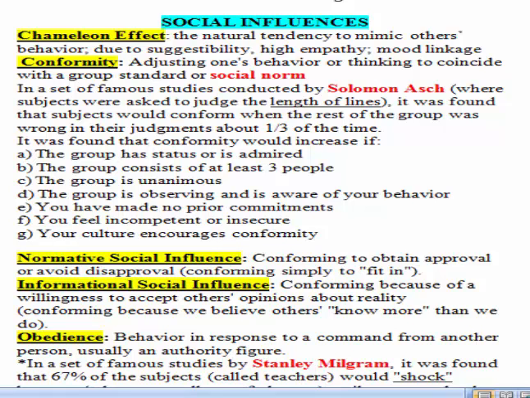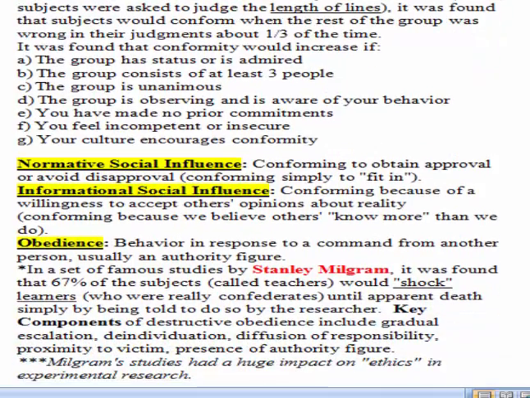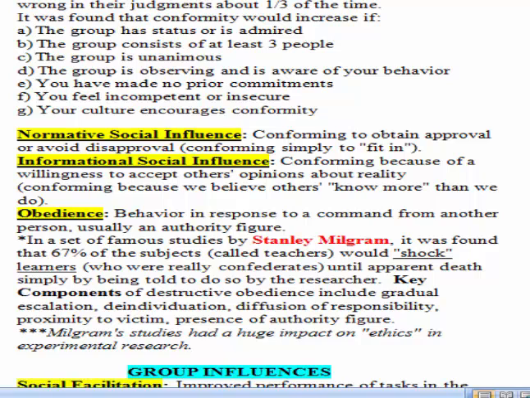The group had a status or is admired. It consisted of at least 3 or more people. The group is unanimous. If the group is observing and is aware of your behavior, if you've made no prior commitments, if you feel incompetent or insecure, and if your culture encourages conformity. One of the biggest ways to decrease conformity is to have somebody else stand up and speak out.